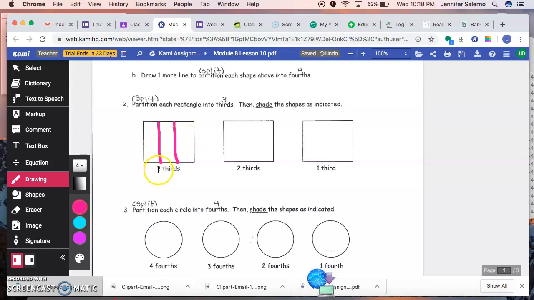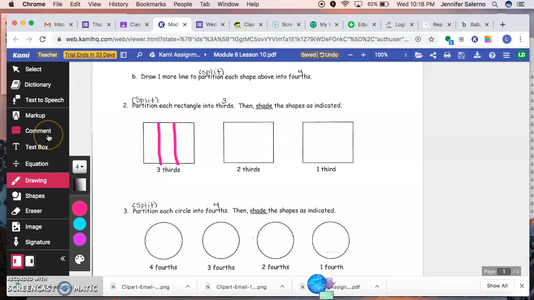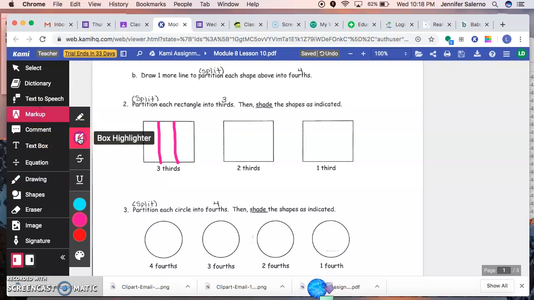Now this one is telling me that I need to shade in 3 thirds. So that means I need to shade in all the parts, because 3 thirds, I have to shade in 3. So I'm going to come up to my markup, my highlighter, and because I'm shading in all of it, I'm literally just going to do this, because all parts had to be shaded. 1, 2, 3. So all 3 parts are shaded.